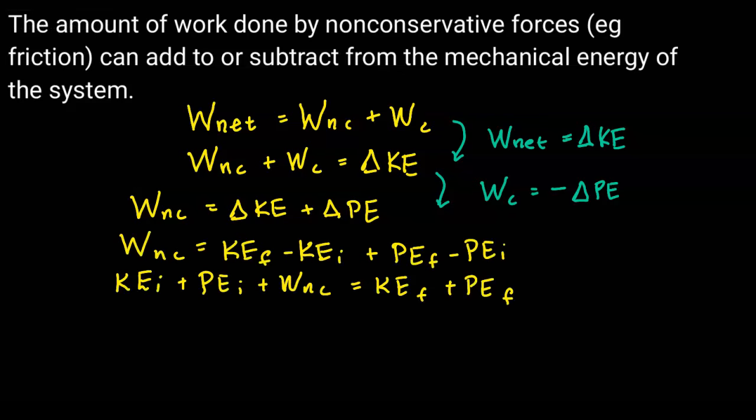Since delta just means the change in, delta KE just means final kinetic energy minus initial kinetic energy, we can go ahead and replace the delta with the final minus initial. And then lastly, we can rewrite the equation as follows: the initial kinetic energy plus the initial potential energy plus the work done by a non-conservative force is equal to the final kinetic energy plus the final potential energy.